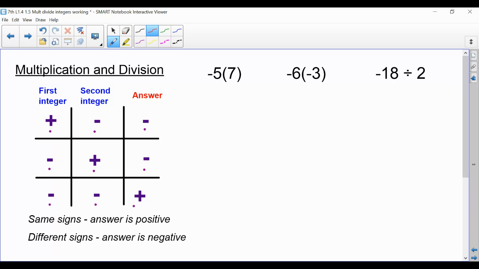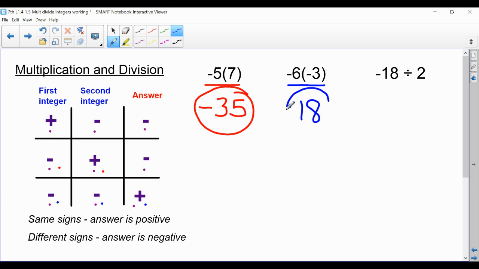For our first problem over here, we have negative 5 times 7. Negative times a positive. Our answer is going to be negative. 5 times 7 is 35. Next one here says negative 6 times negative 3. So we have a negative times a negative, and our answer is going to be positive. 6 times 3 is 18.